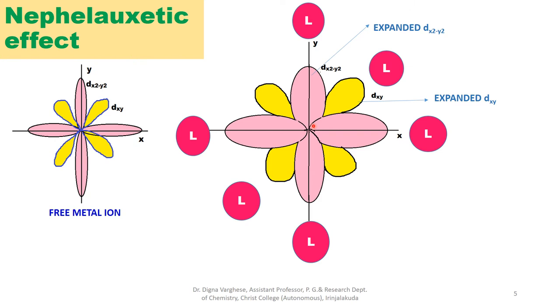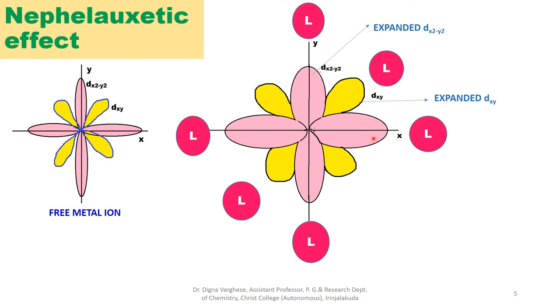By the expansion of the d orbitals, they come much closer to the ligand orbitals, and therefore some proper overlap occurs between the ligand and the metal d orbitals. We know for covalent bonding a proper overlapping is necessary. So the Nephelauxetic effect gives an indirect evidence for the covalent bonding between the metal and ligand. This could not be explained by the crystal field theory. Crystal field theory only explains that there is an electrostatic force of attraction between the metal and the ligand system.